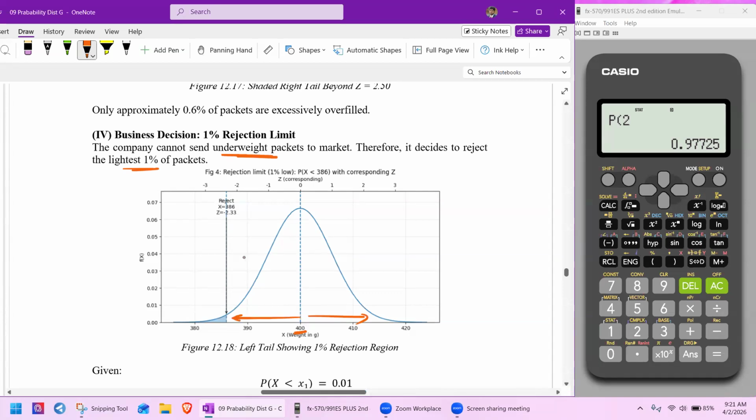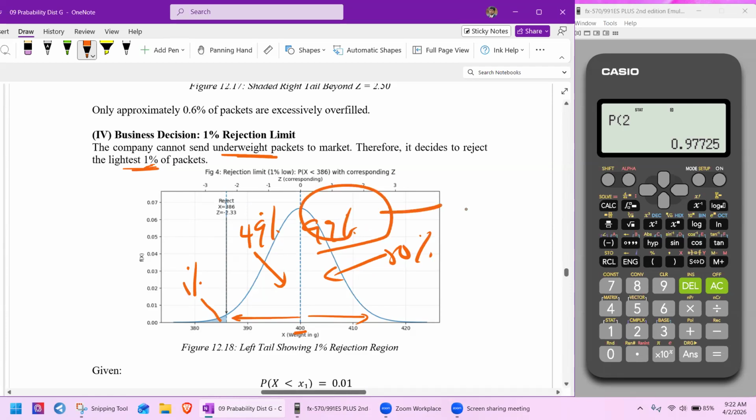They won't reject the packets which are heavier, so they want to find the lightest 1% of the product. Here, we know that this is 50% and the right side is 50%. But we want to know only 1% of the product will be rejected. So this range is 49%. 99% of the product will qualify for market delivery, but 1% has to be rejected.